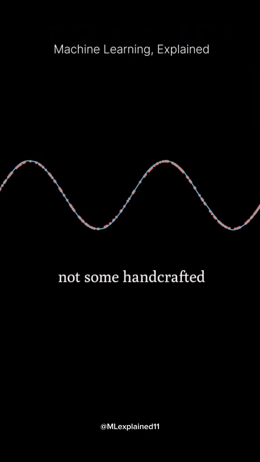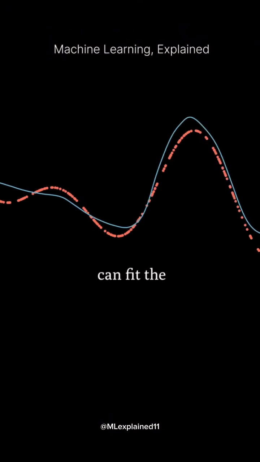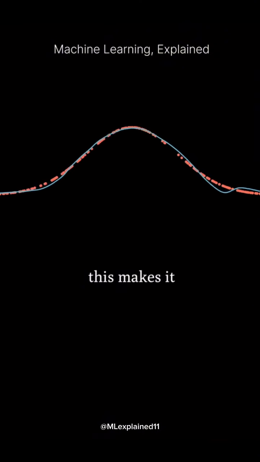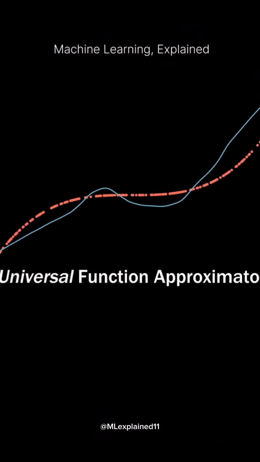Now this is not some handcrafted animation, it is an actual neural network attempting to fit the curve to the data, and it does so by sort of bending the line into shape. This process is generalizable, such that it can fit the curve to any dataset and thus construct any function. This makes it a universal function approximator.